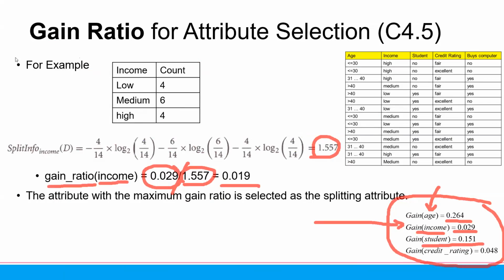We need to do the same. We need to calculate the gain ratio for each. We need to get the gain ratio for student, and we also need to get the gain ratio for credit rating. We need to calculate all, and then the attribute with the maximum gain ratio is selected as the splitting attribute. Okay. We need to check the maximum.